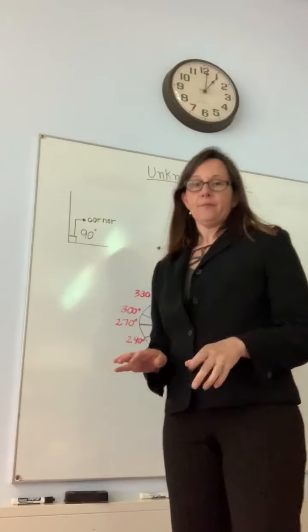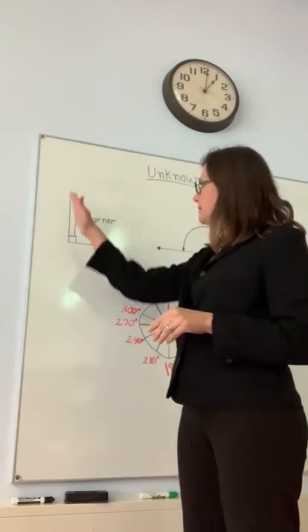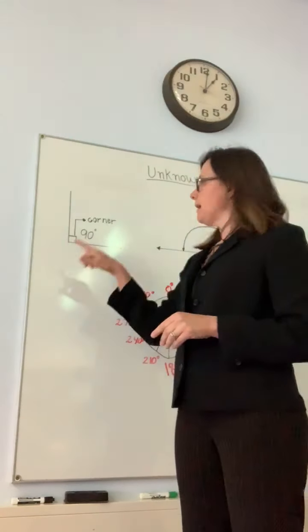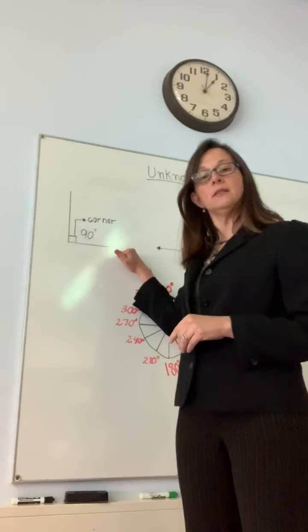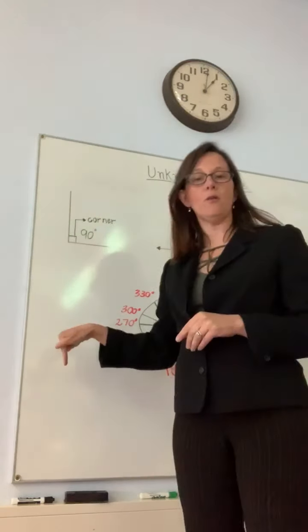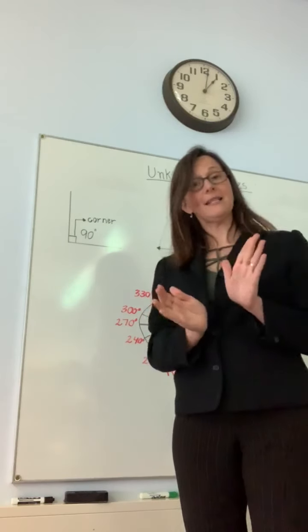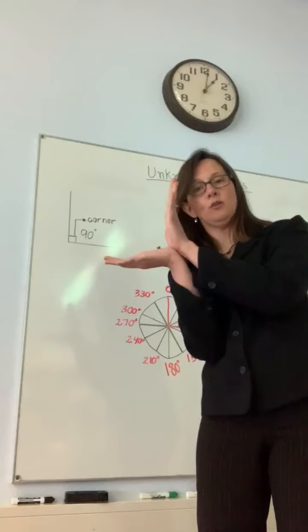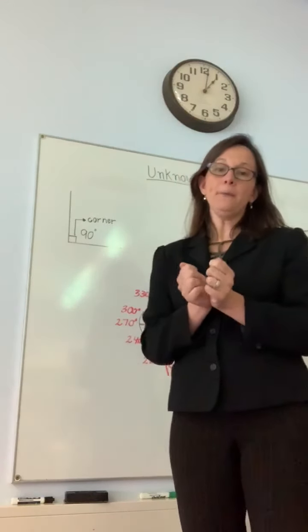Remember one thing, the 90-degree angle doesn't always have to look exactly like this. The bottom ray could be facing that way, or the upper ray could be facing down. It doesn't stop being a right angle. What matters is exactly how the angle looks. It looks like an L in different positions, okay?